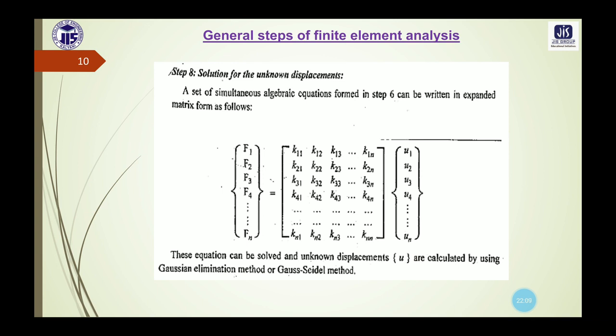Next, in step 8, the solution for the unknown displacements should be done. A set of simultaneous algebraic equations formed in step 6 can be written in expanded matrix form, which is given here. The compact form we have seen is F equals KU, and in the expanded form it is written here. Now this equation can be solved and the unknown displacements U are calculated by using the Gaussian elimination method or the Gauss-Seidel method.